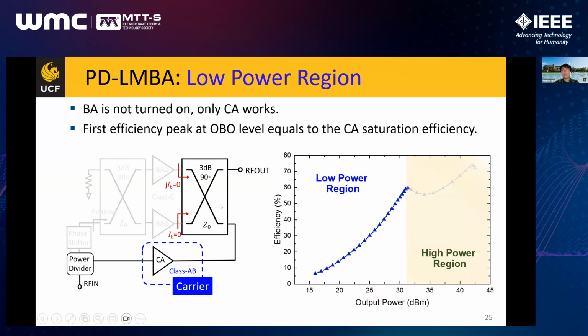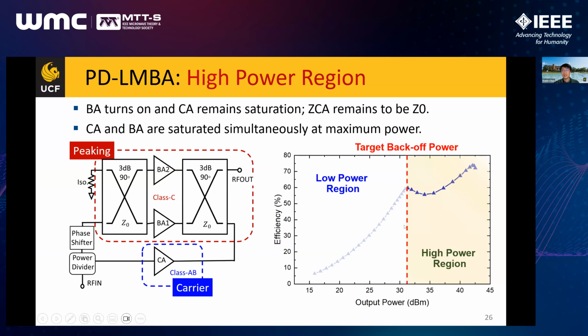So here's the detailed operation of this PD-LMBA. In the low power region, this peaking device is turned off and only the carrier is operating, so that, just like Doherty, it can achieve the first efficiency peak at the lower power backoff. And then at this target backoff power, this peaking device starts to turn on, and then it can be load modulated until reaching the saturation.